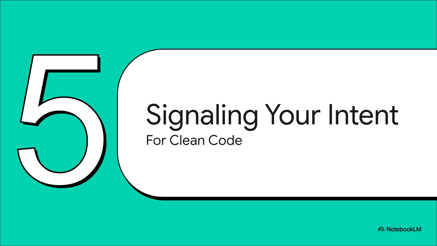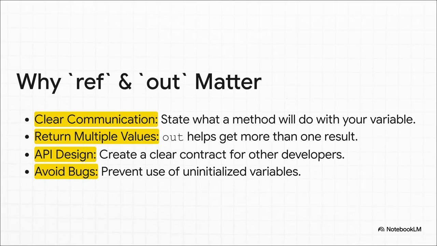But this goes way beyond just making the compiler happy. Using these keywords is like a form of communication. It's you, the developer, signaling the intent of your code to anyone else who reads it. And this is why it's so important. It's about clarity. When another developer sees out in your method signature, they instantly know, this method produces a value for me. If they see ref, they know, okay, the variable I pass in might get changed. It just makes your code safer, your APIs cleaner, and your life easier.